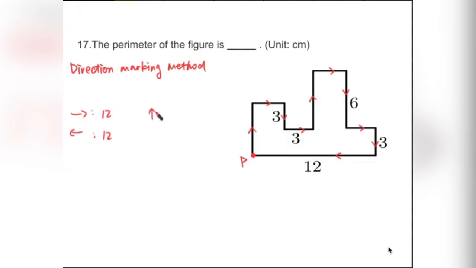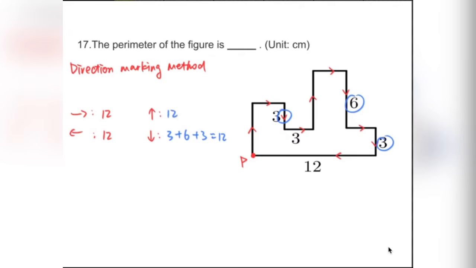Then what about the up and the down? For the top, maybe some students say, I don't know the length of this side. Also, for this side, that is 6. But what should we do? Maybe try another way. Pay attention to all the sides with the downward arrow. We have a 3, a 6, and a 3. What is 3 plus 6 plus 3? Yes, that is 12, which means for the upward, also 12.